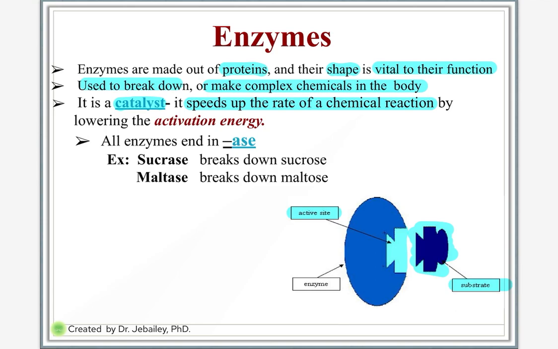This is the moment you have to mention the activation energy, which is the amount of energy needed to make the reaction go forward. So the enzyme lowers the activation energy. Another thing you need to know is that most enzymes end with "ase" at the end of the name. For example, sucrase, which breaks down sucrose, and maltase, which breaks down maltose. So you can easily see the "ase" at the end. If you see those three little letters, that means we're talking about an enzyme.